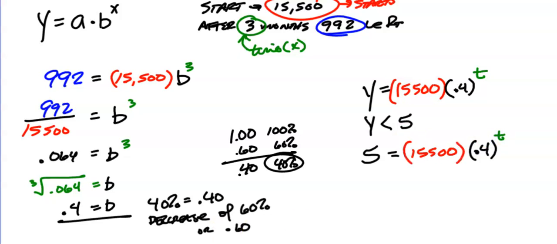So that's kind of what we're working with. So now we can work with this. You can build a table with it if you want. I'm going to give it a shot with the equation. You're free to use the table. So here we go. The first thing we would do is divide 5 by this 15,500.